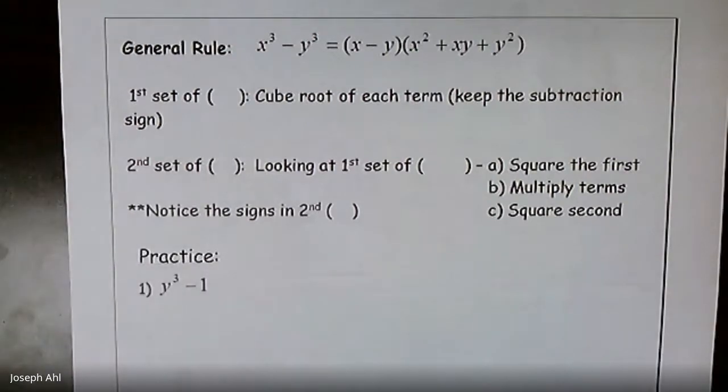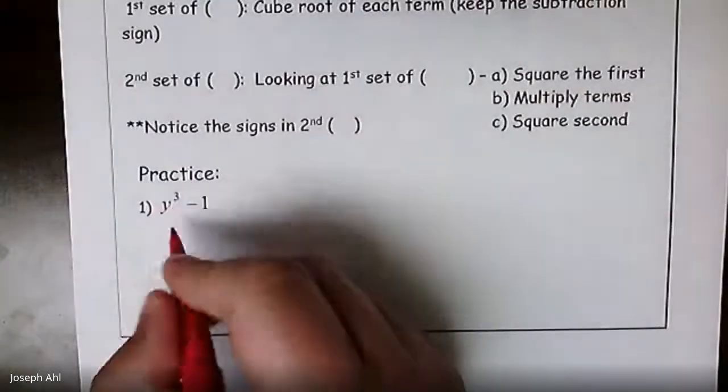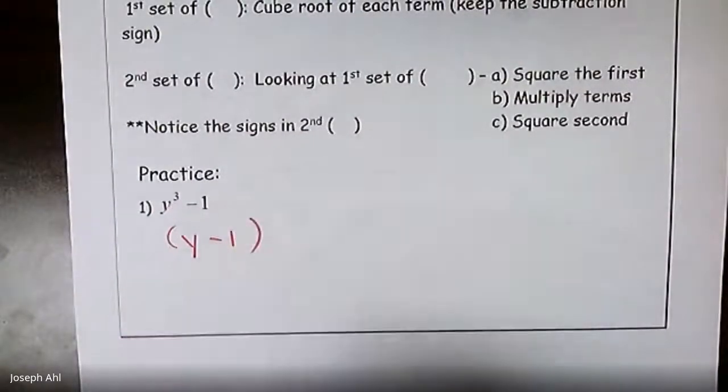So here's our first practice question, y to the third minus 1. You know, we've already established that something cubed is definitely going to be a perfect cube. And then beyond that, we might have other values like 1 and 8 and 27. Those are going to be ones that commonly come up. So 1 is also a perfect cube. To factor this, the first thing you would do is you would list the binomial y minus 1.